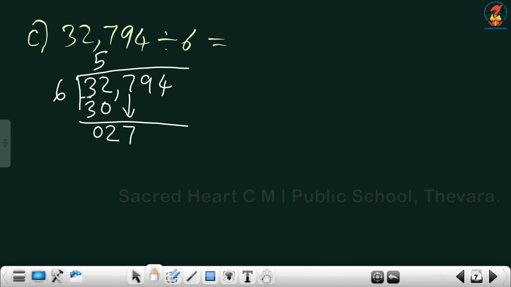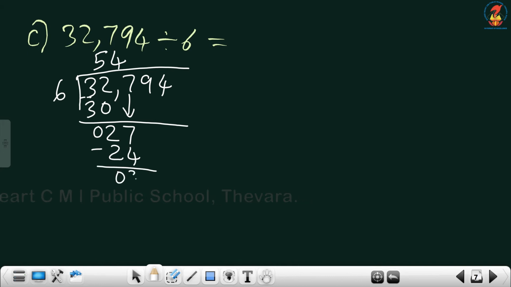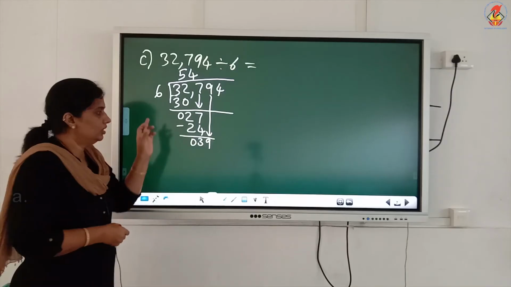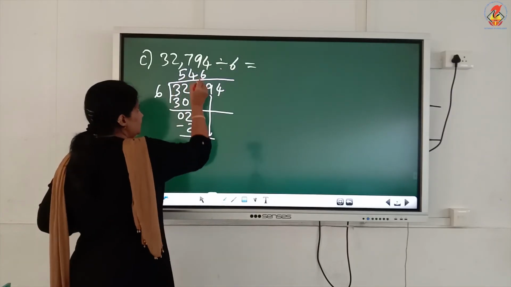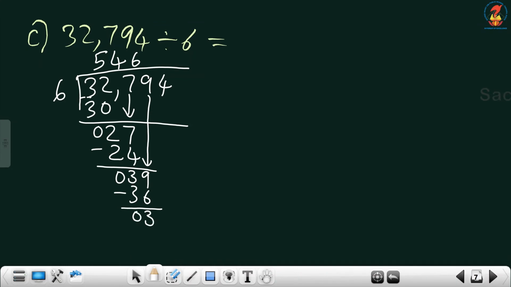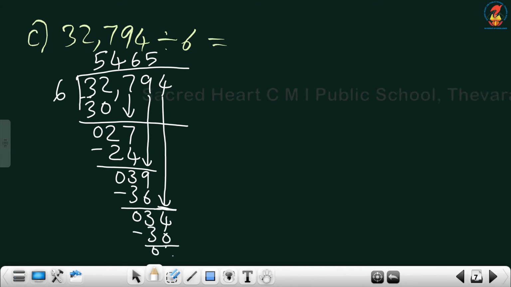Then 6 into which number equals 27? 6 4s are 24. 6 5s are 30. So I need to take 6 4s are 24. The remainder is 3. 9. Then 6 5s are 30, 6 6s are 36, 6 7s are 42. So I need to take 6 6s are 36 and the remainder is 3. And the next digit down. Then 6 5s are 30, 6 6s are 36. So I need to take 6 5s are 30 and the remainder is 4.